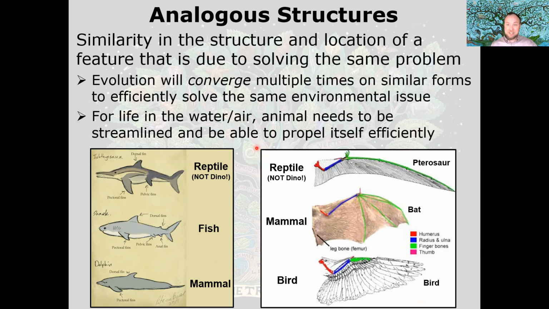How do I maintain myself in the air? Well, I need some kind of wing to maintain loft or just a basic gliding. Again, if we look at pterosaurs, not a dinosaur. They're a very specific type of reptile. Dinosaurs are a very specific type of reptile. They're sort of close-ish related. We'll talk about how close a little bit later, but they're not dinosaurs.